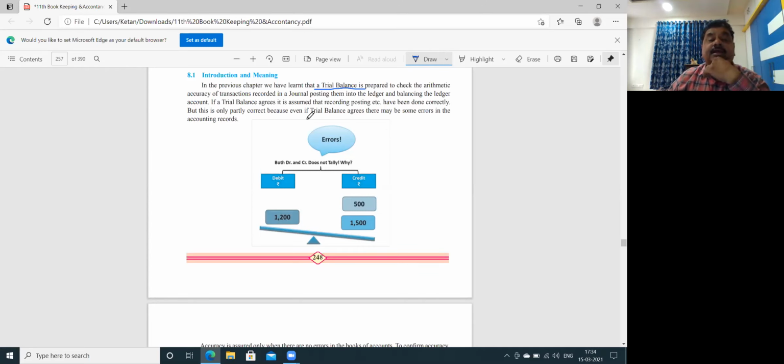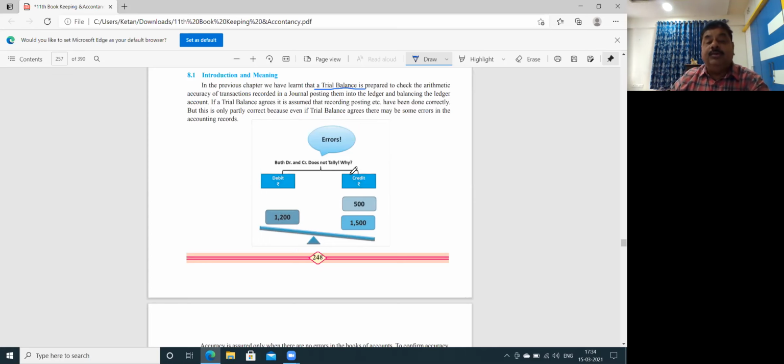If trial balance agrees, it is assumed that recording, posting, etc. have been done correctly. But this is only partly correct, because even if trial balance agrees, there may be some errors in the accounting records, which are called two-sided errors, compensating with each other.